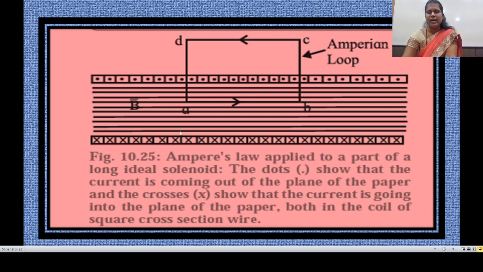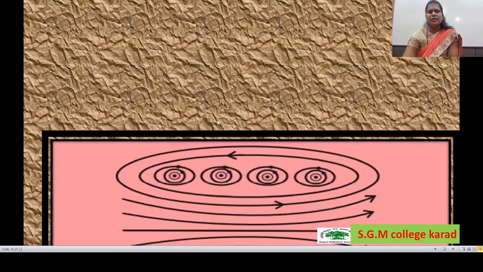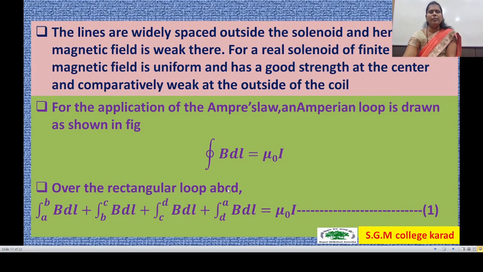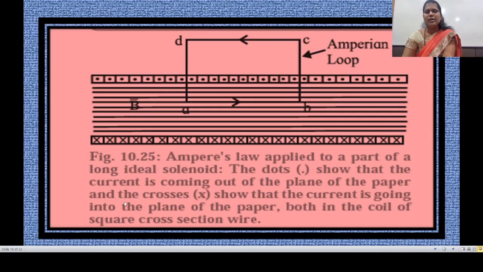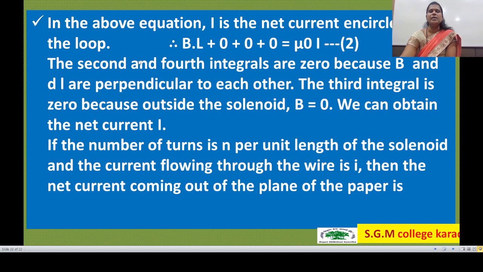By taking the reference of this diagram, we can write this equation over the rectangular loop ABCD. The integral from A to B of B dot dL, plus B to C of B dot dL, plus C to D of B dot dL, plus D to A of B dot dL, is equal to mu 0 I. In the above equation, I is the net current enclosed by the loop.